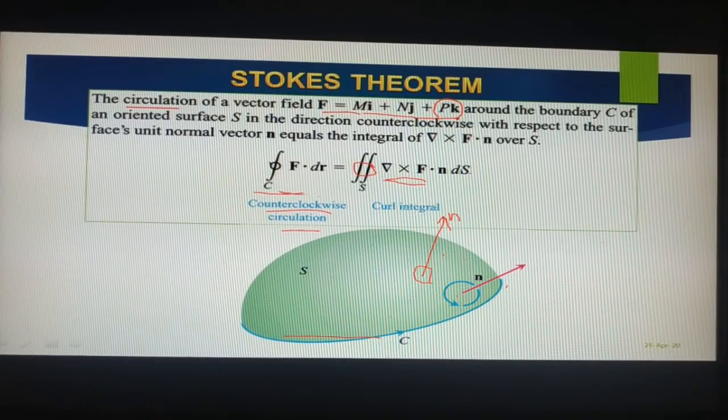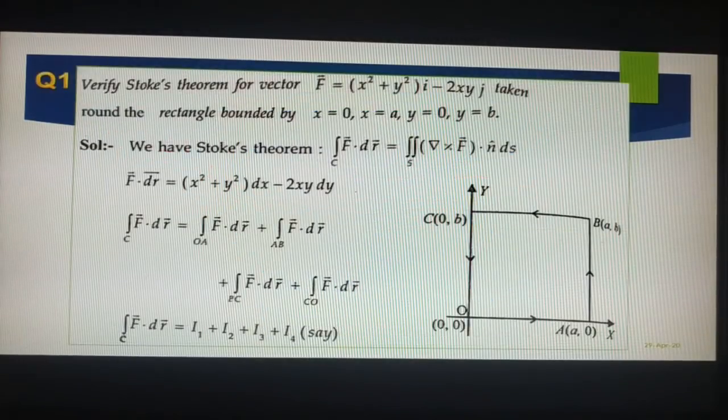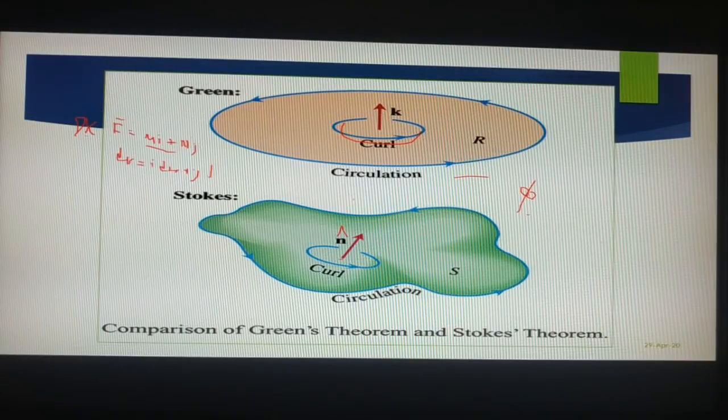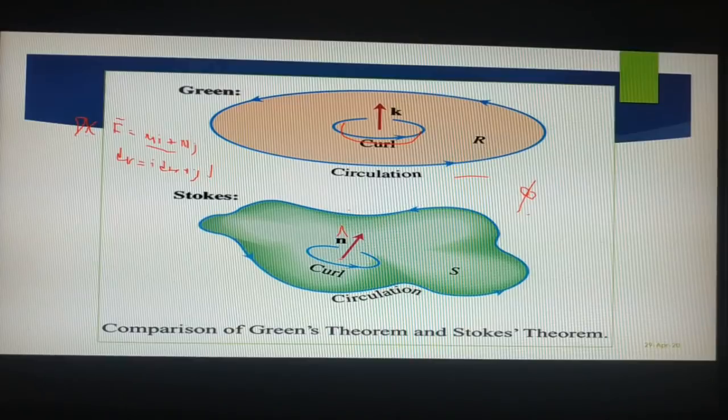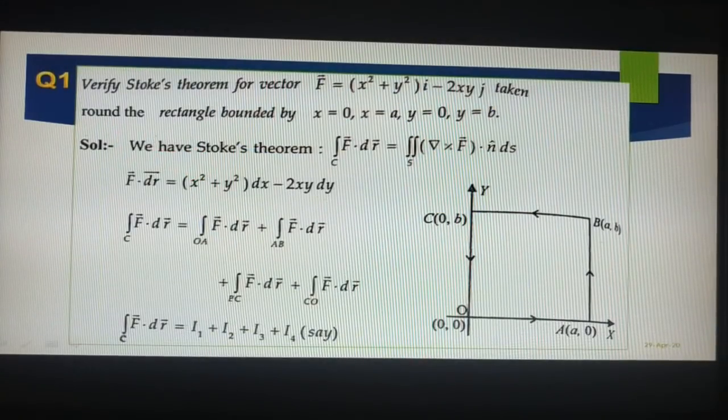So here this formula is very important for three dimensions. We have to find del cross f bar, and you know the formula for del cross f bar, which we can easily apply and get it. So let's go to the problems. So we need to verify, which means both the left hand side and right hand side should be the same.